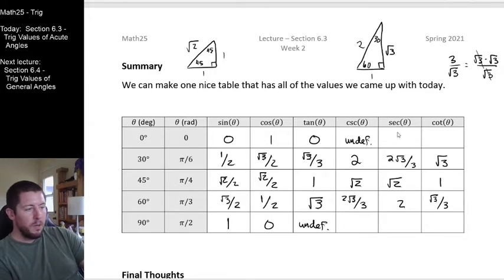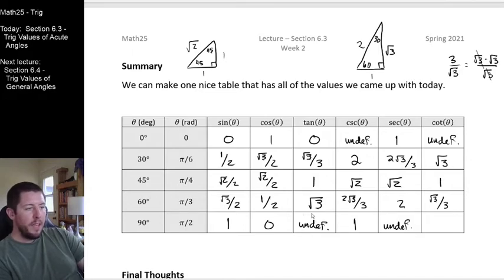But secant is the reciprocal of cosine, so it's just 1. Finally, cotangent is the reciprocal of tangent, and the reciprocal of 0 is undefined. And we're almost done. Now we're just doing our last ones here. Cosecant is the reciprocal of sine, and the reciprocal of 1 is 1, so we got that one. Secant is the reciprocal of cosecant, and the reciprocal of 0 is undefined. And for our very last one, cotangent is the reciprocal of tangent.